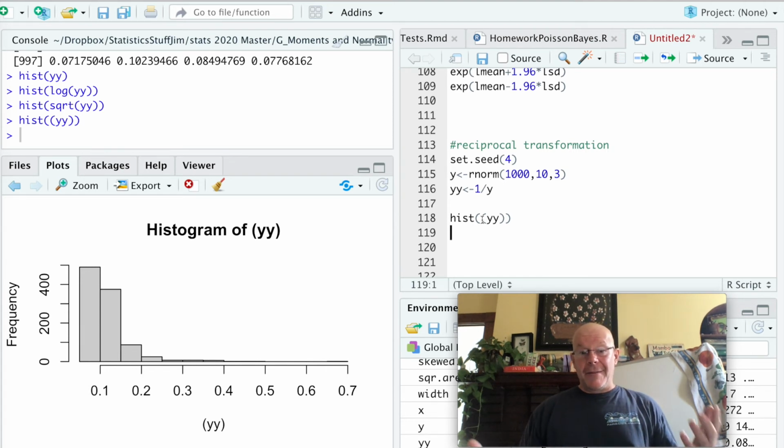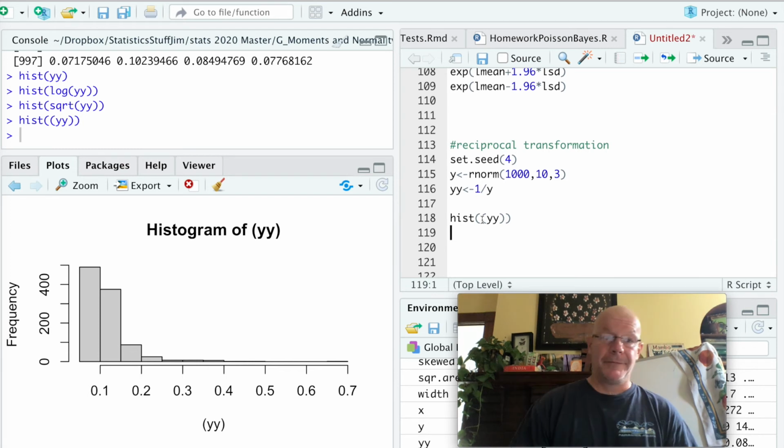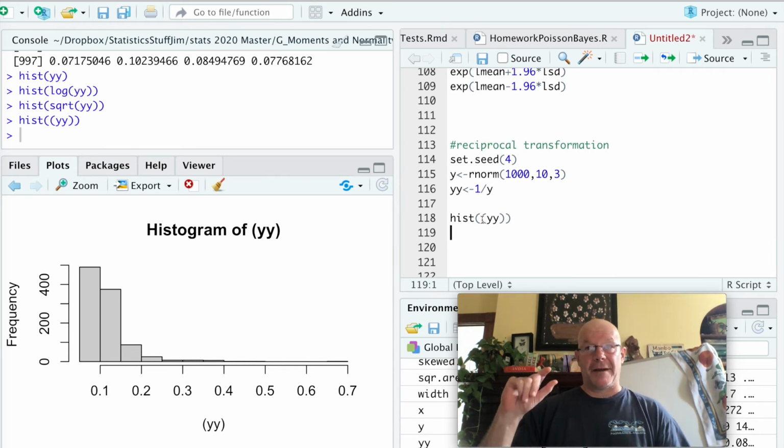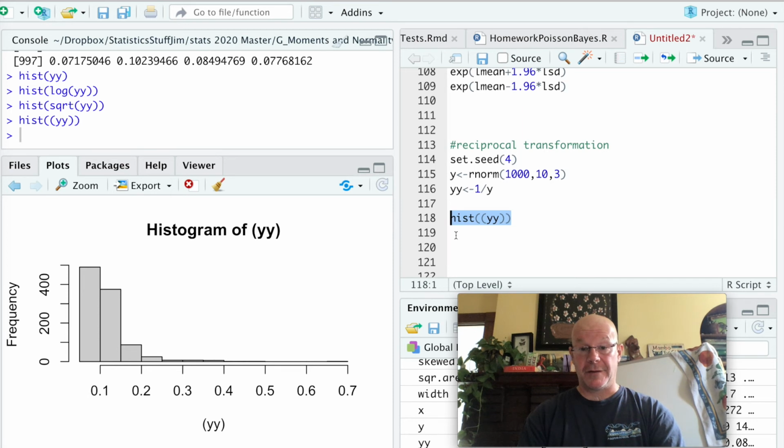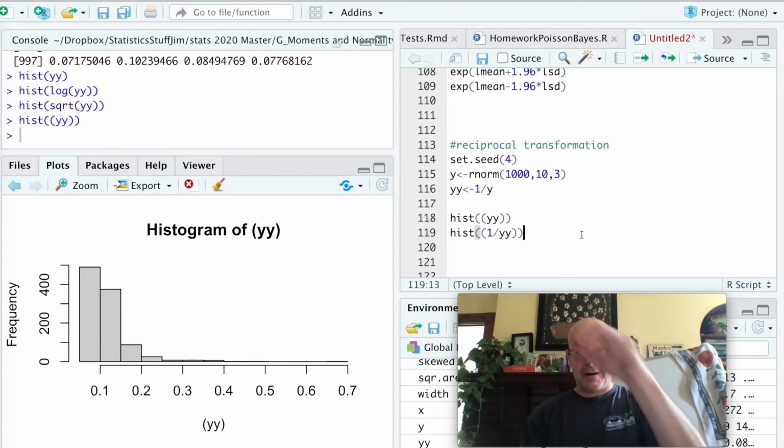But then we could, again, think about what our data are. And if they are things like rates, for example, we might find that by taking a reciprocal of that, it might end up making more sense. So let's look and see what that would look like if we were to do a reciprocal transformation. Okay, so all I'm doing is flipping it up like that.